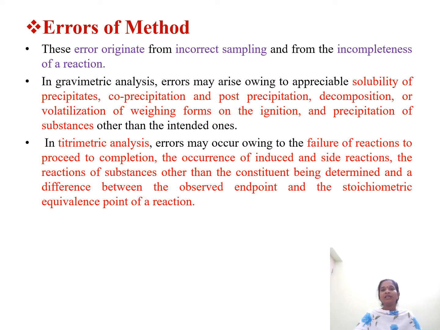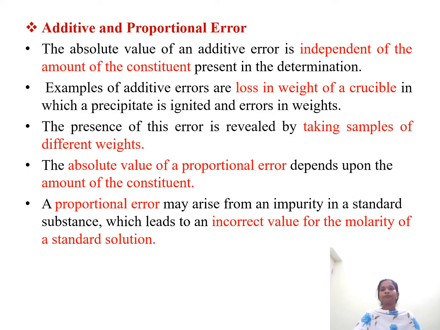In titrimetric analysis, the errors may occur owing to the failure of reactions to proceed to completion, the occurrence of induced and side reactions, the reactions of substances other than the constituent being determined, and the difference between the endpoint and the stoichiometric equivalence of a reaction.